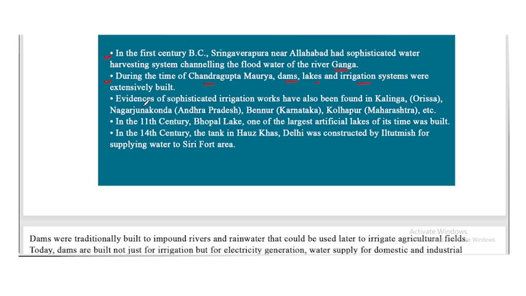Evidence of sophisticated irrigation works has been found in Kalinga, that is in Orissa, then Nagarjunakonda in Andhra Pradesh, Bennur in Karnataka and Kolhapur in Maharashtra. In the 11th century, Bhopal Lake, one of the largest artificial lakes of its time, was built.